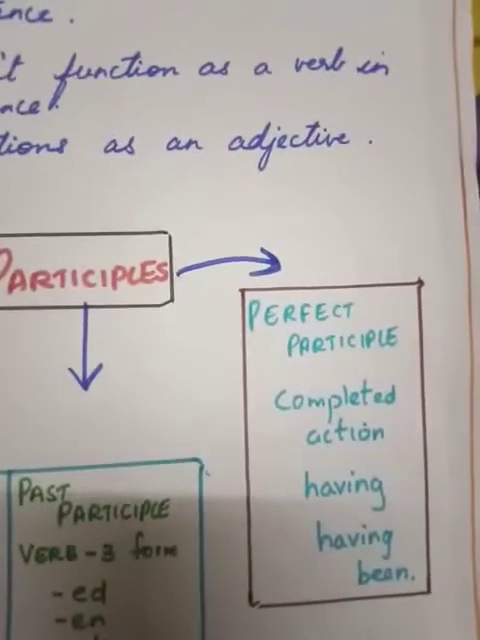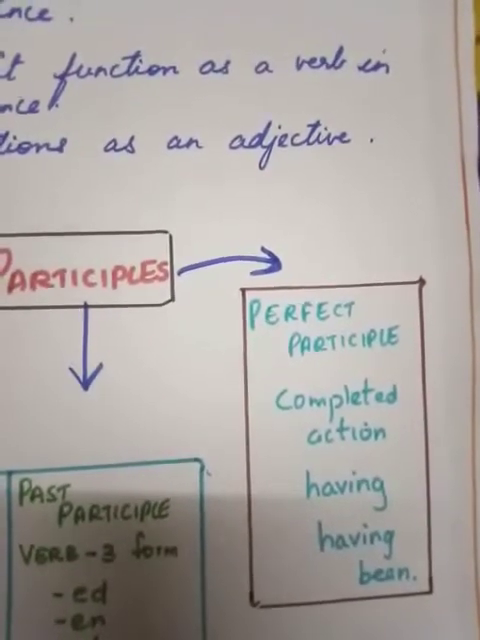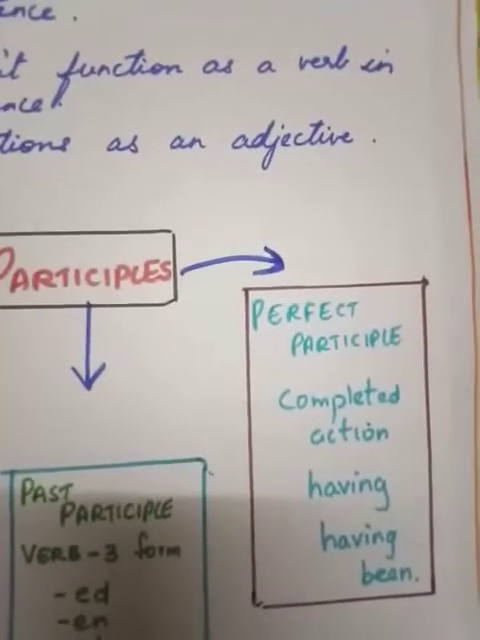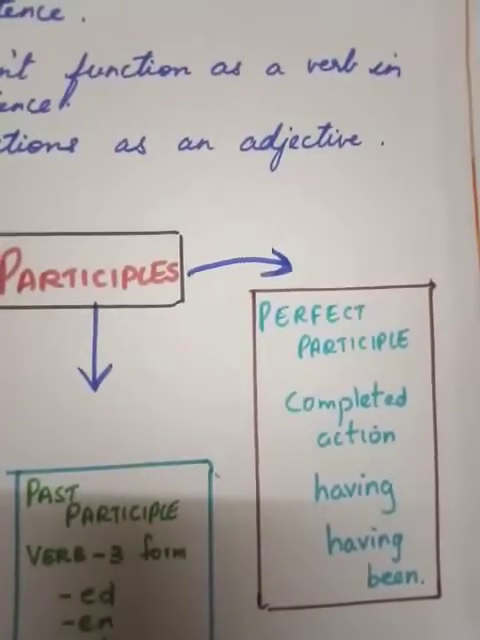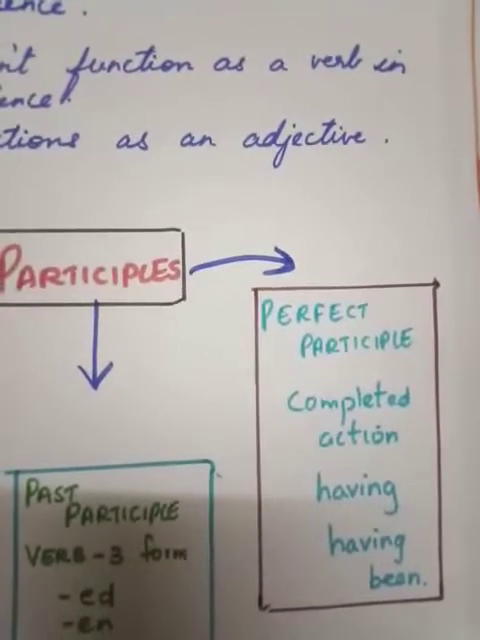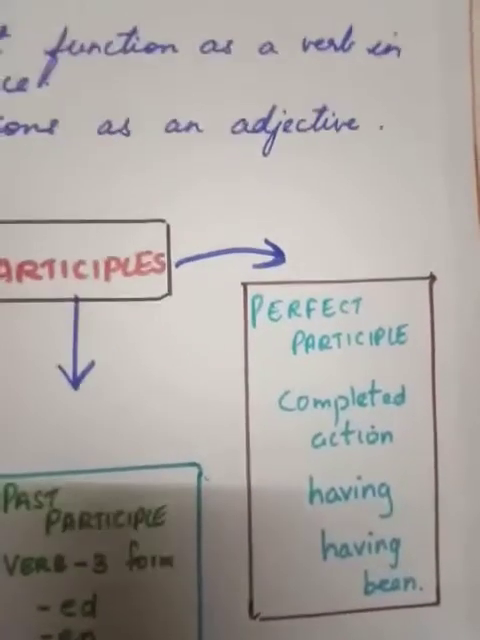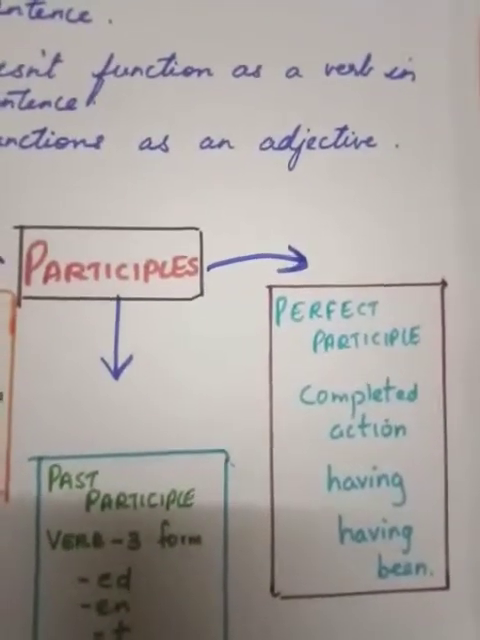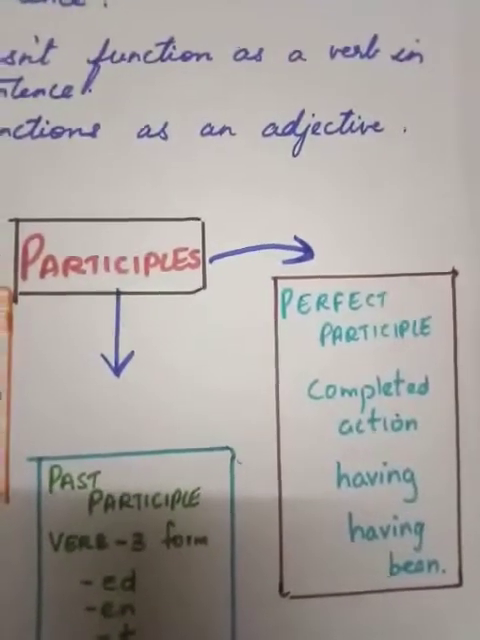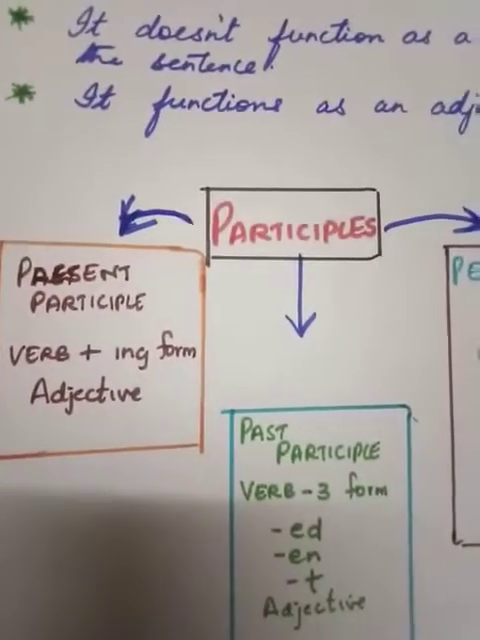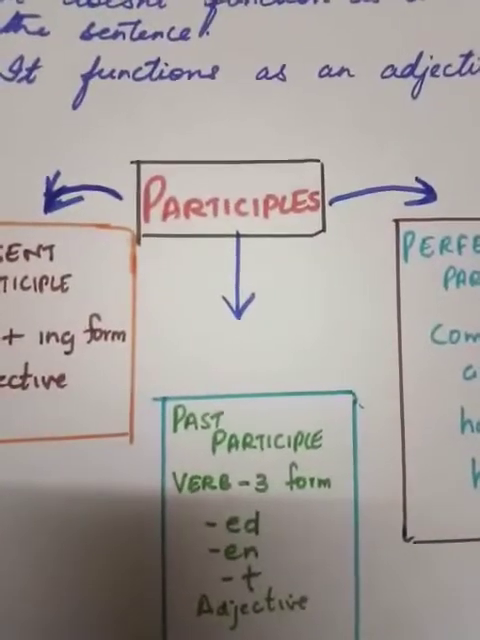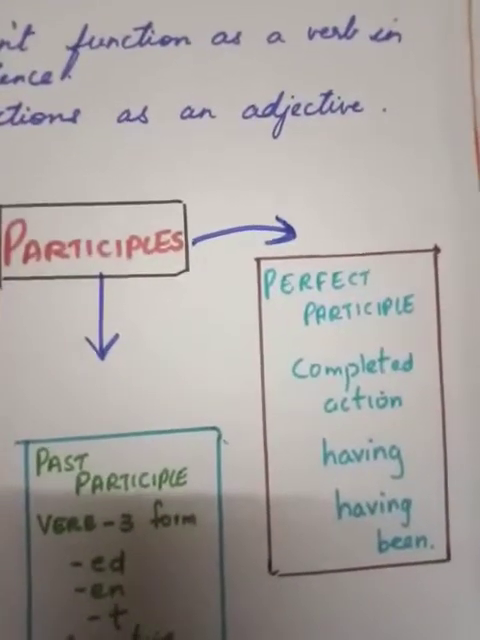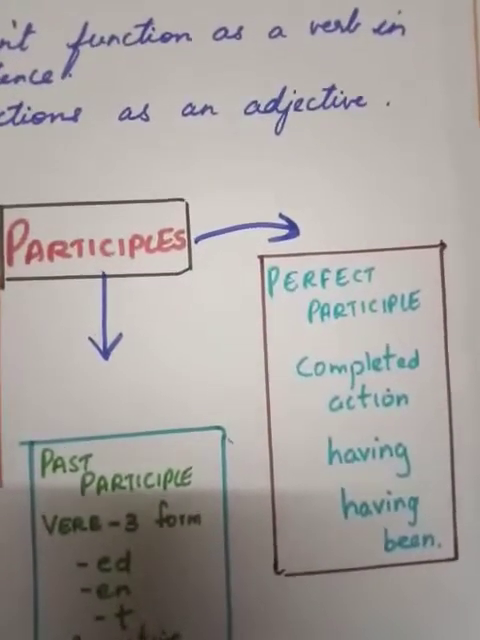The action has already been completed. Having seen this movie, she decided to enact a play. Or having done my homework, I decided to play. Okay, and so the words having and having been are used in the perfect participle. So you have the present participle with the ing form, the past participle with the verb 3 form of it, and the perfect participle with the completed action, having been or the word having in it.